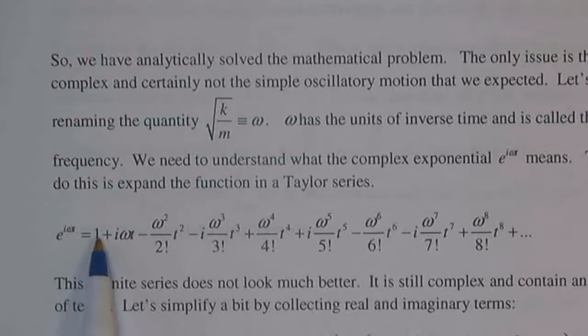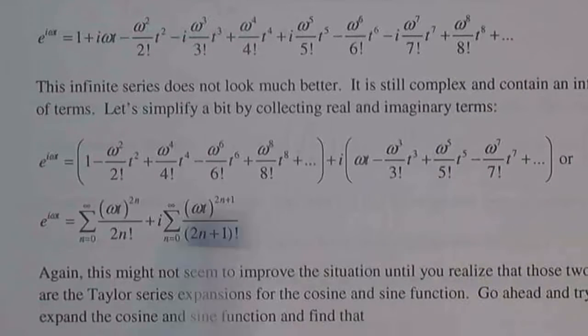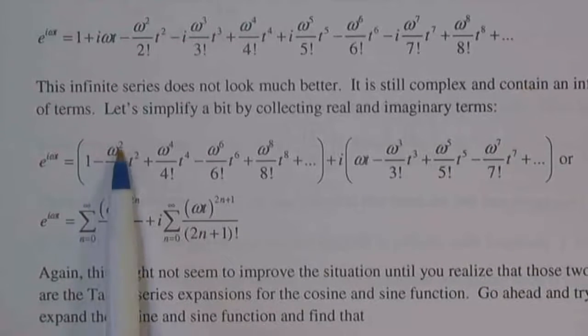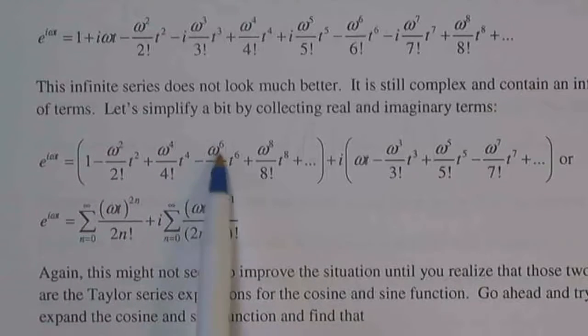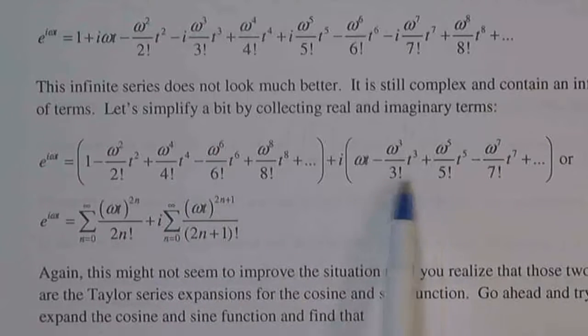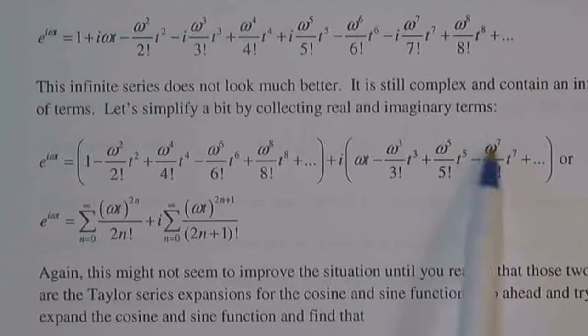It could. We have now half the terms which are real. That's great. Half the terms, however, still have this i in front of them, so they are complex. Let's collect these terms so that I now have an infinite series which is real, and I have i times another infinite series which is real. This contains all even terms of omega t: omega t squared, omega t to the fourth, omega t to the sixth. This contains only odd terms: omega t, omega t cubed, omega t to the fifth, omega t to the seventh.